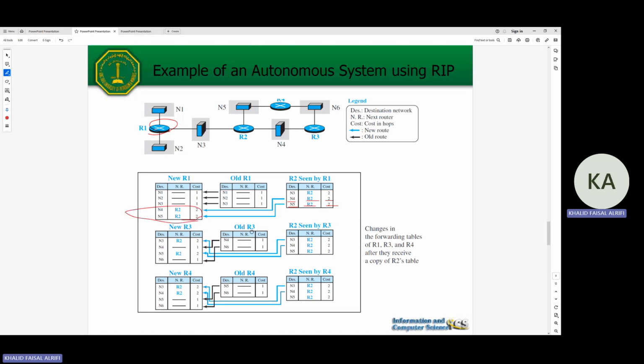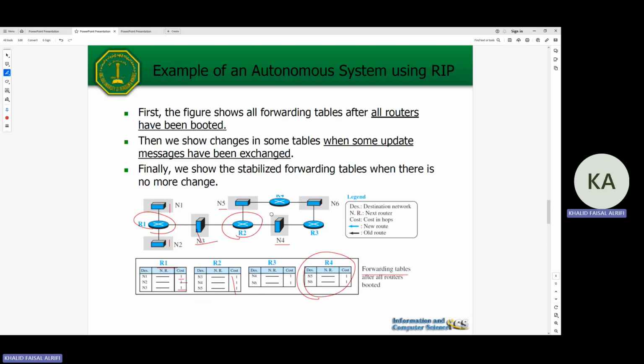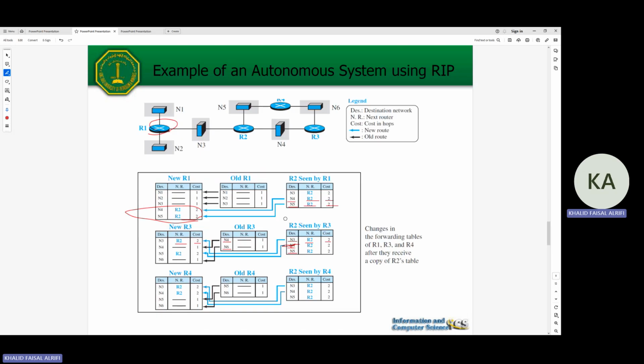Same thing here for R3. I know information about N4 and N6, but I don't know anything about N3, N4, N5. So N4 I know actually, but N5 and N3 I don't know. So I will take them as is, R2 and cost 2. Yes, you can see it will cost me 2, and the next router is R2. So each node, as we said before, will give its forwarding table to one another and apply the same concept that I told you.